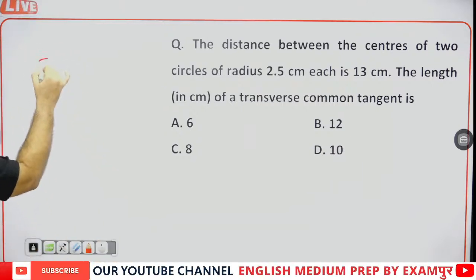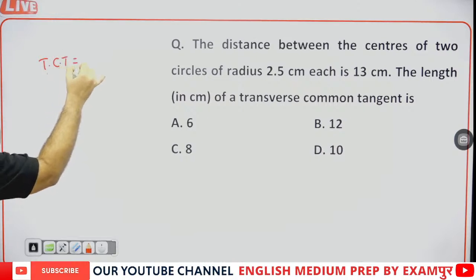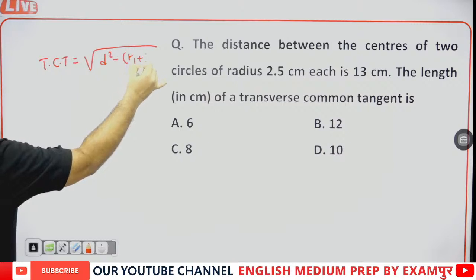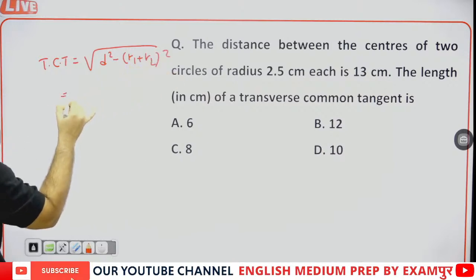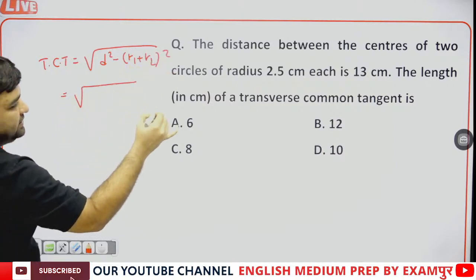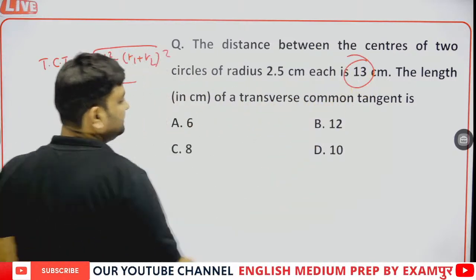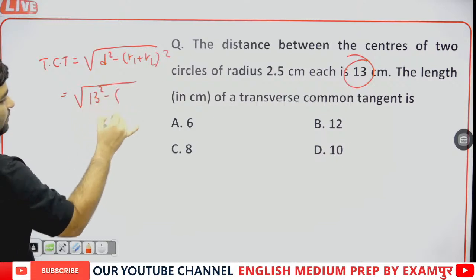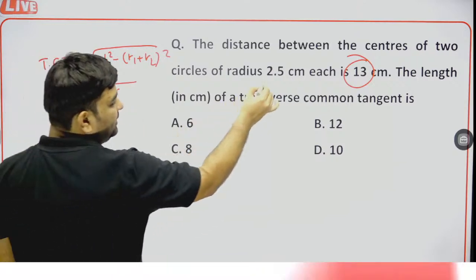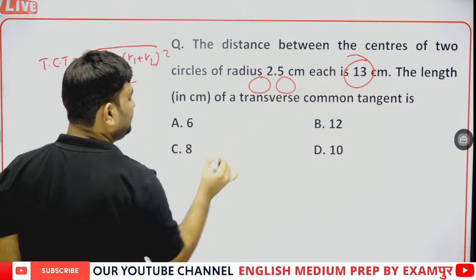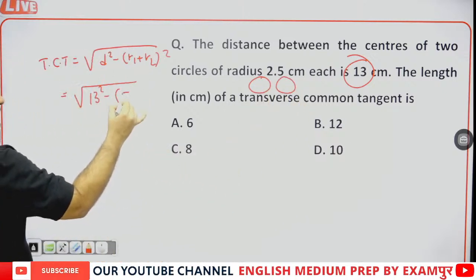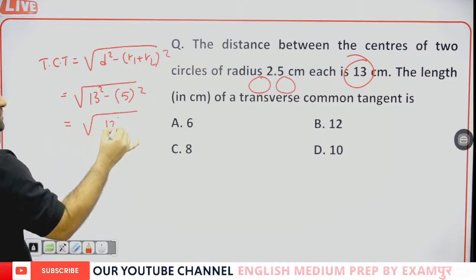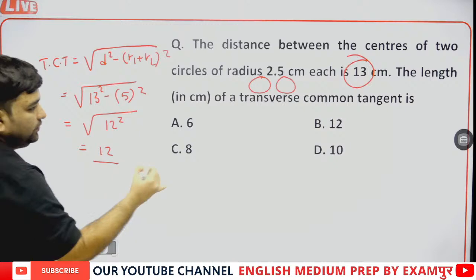The length of the transverse common tangent is the square root of d squared minus the square of r1 plus r2. The distance between the centers is given as 13. So 13 squared minus r1 plus r2 squared. Both circles are 2.5 each, so 2.5 plus 2.5 is 5, squared. 13 squared minus 5 squared is 12 squared. So 12 is the answer.